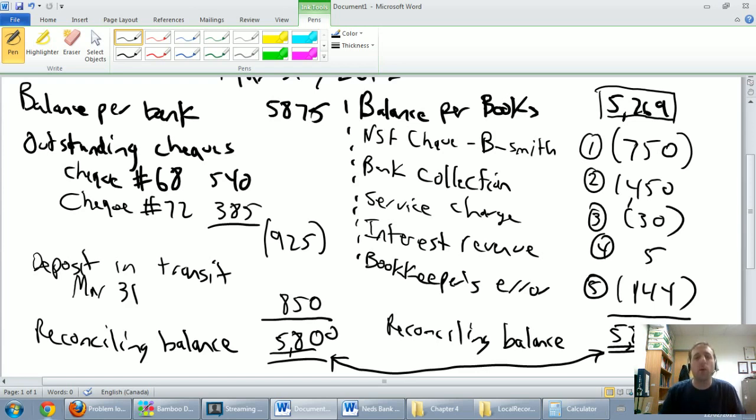Now, we got through it, and at the end of the day, we were able to explain the differences on each side, and that's a crucial step for every accountant. They need to explain the differences between what's on the bank statement and what's on the books. That's what the bank reconciliation is all about.